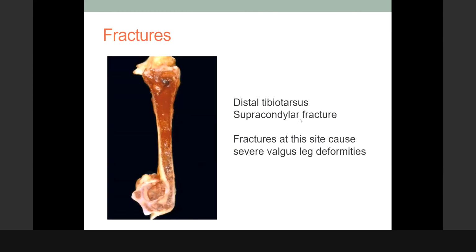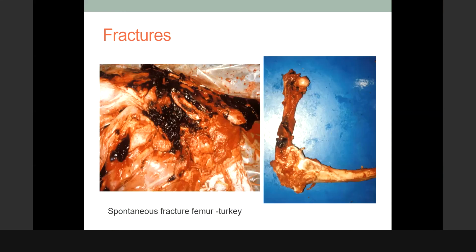Distal tibiotarsal supracondylar fracture. Fracture at this site causes severe valgus leg deformities. If you see the picture here, the leg will be pointed this way. So go to the side. It will heal. It's just that it will look slightly different. Spontaneous fracture of turkeys. If you do hatching, it's normal to see a lot of fracture cases.